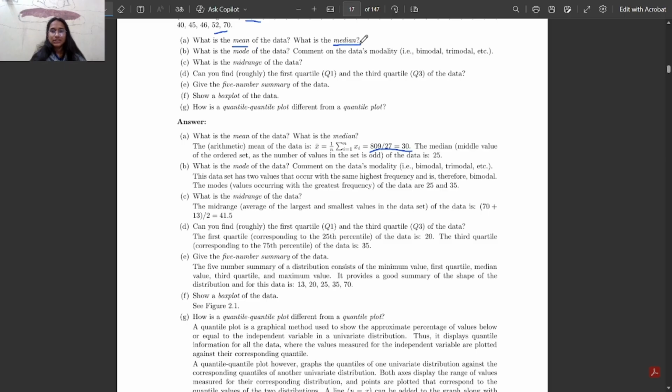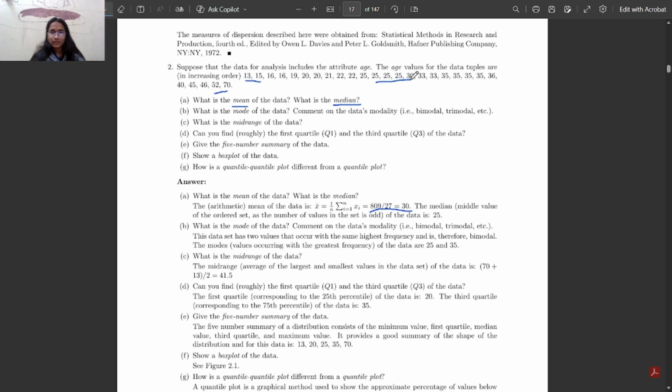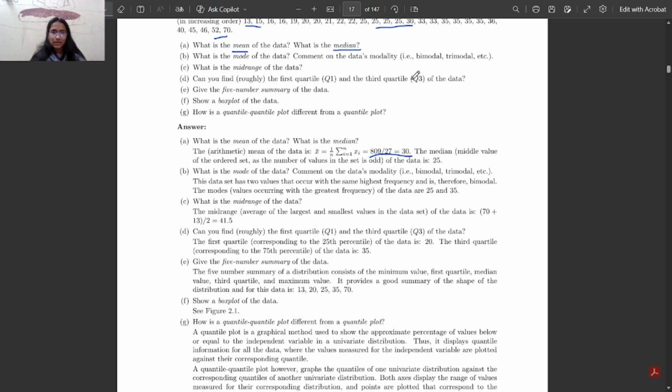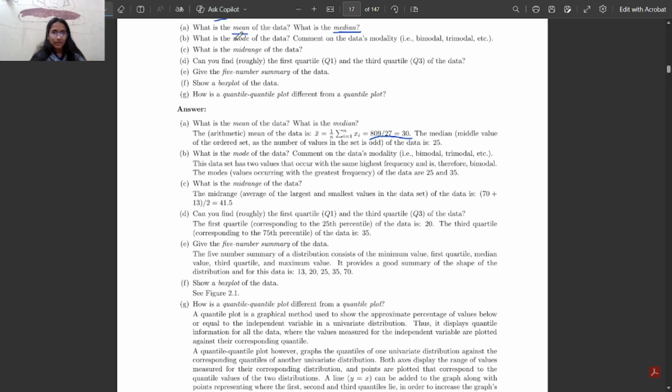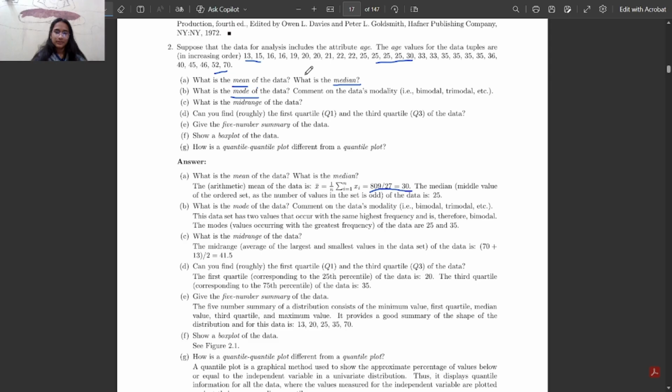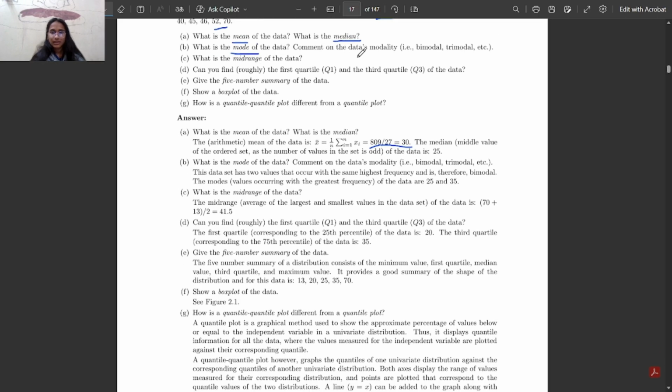What is the median of this data? Since the data count is odd, the middle value is 25. So here the median is 25. Next question, what is the mode of the data? For this data, the values with the highest frequency are 25 and 35. So the data is bimodal. We have 2 modes. Comment on the data modality, which is bimodal.